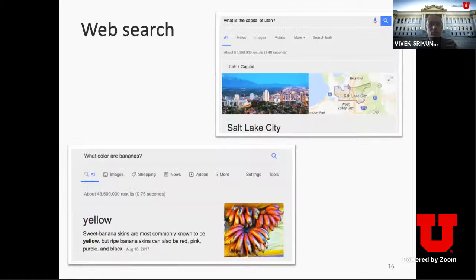Web search is a cool example of how language is used to interact with computers. You can ask Google what color are bananas, and it will tell you that they are mostly yellow, even though it shows you an image of mostly not so yellow bananas. You can ask what's the capital of Utah. It will tell you correctly Salt Lake City.